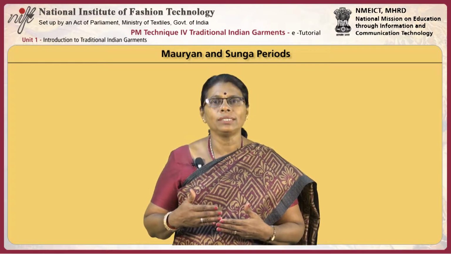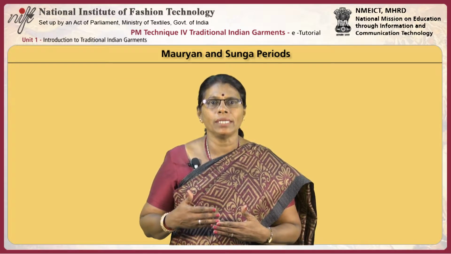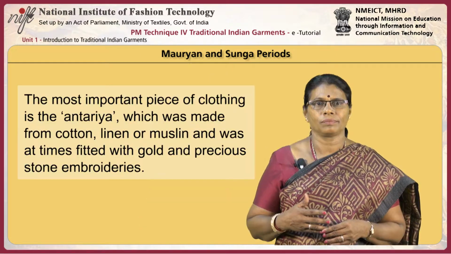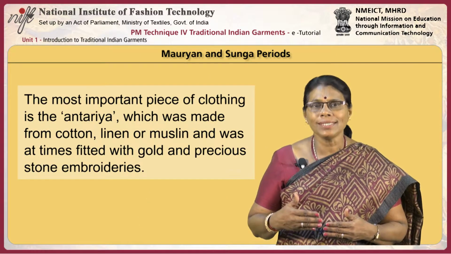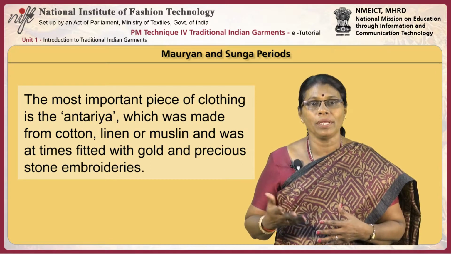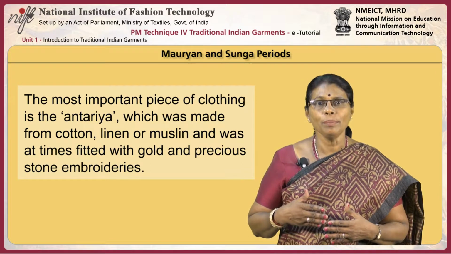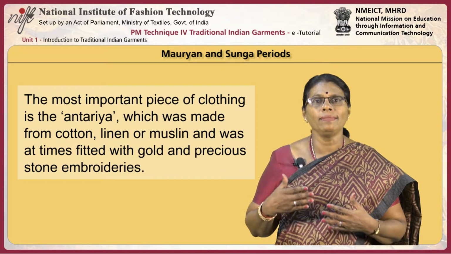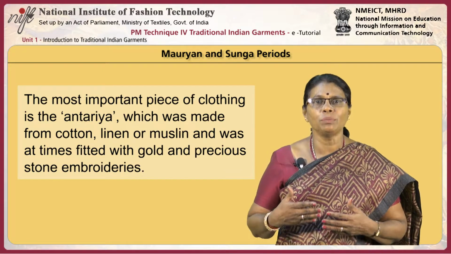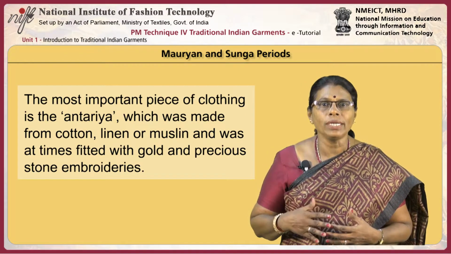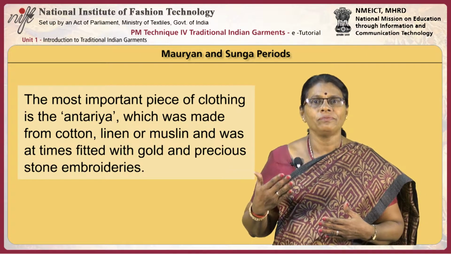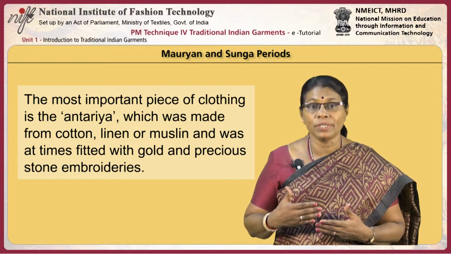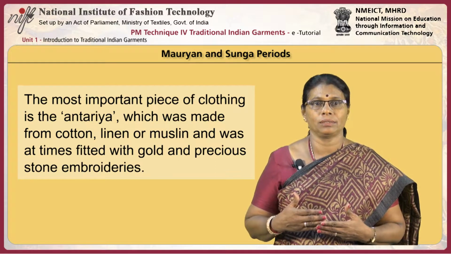Next, we will look at the Mauryan and Sunga periods. During this period, the people wore unstitched clothes like in the Vedic period. The most important piece of clothing in the attire was made from cotton, linen or muslin, and was at the time fitted with gold and precious stone embroideries.